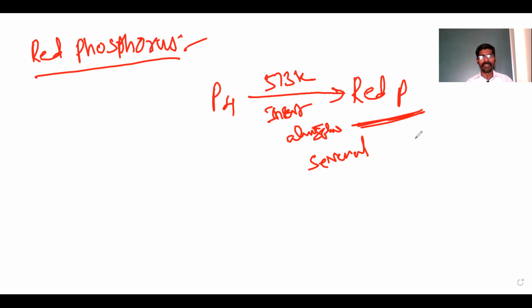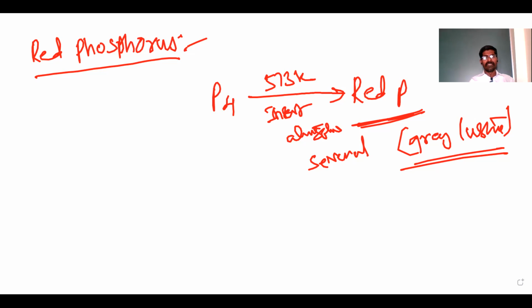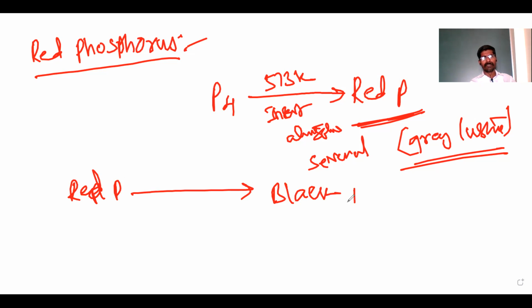It is gray in color, with a gray luster, meaning the shining of this one is gray luster. This is the red-colored phosphorus, one of the allotropic forms. Next, you take the red phosphorus and heat it, and black phosphorus is prepared.